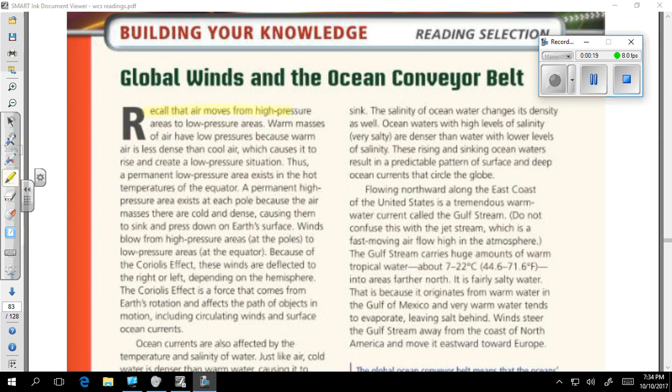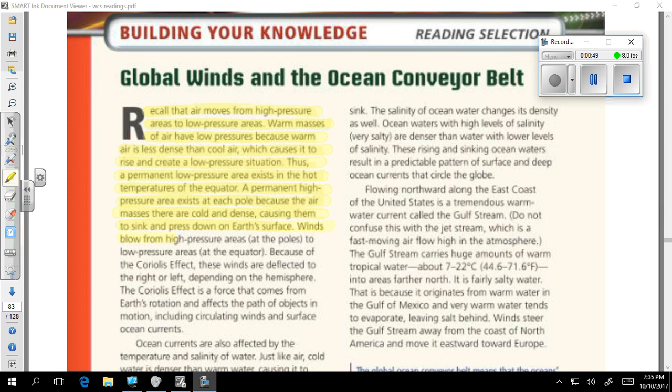Recall that air moves from high pressure areas to low pressure areas. Warm masses of air have low pressure because warm air is less dense than cool air, which causes it to rise and create a low pressure situation. Thus, a permanent low-pressure area exists in the hot temperatures of the equator. A permanent high-pressure area exists at each pole because the air masses there are cold and dense, causing them to sink and press down on Earth's surface.